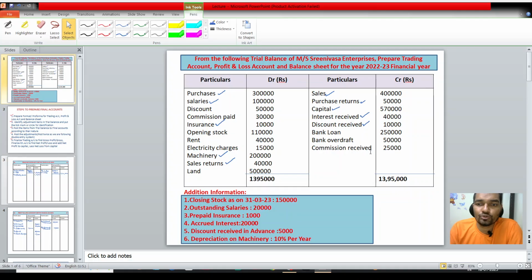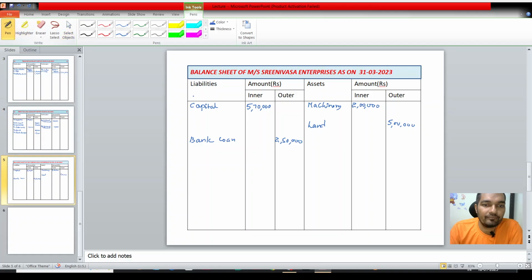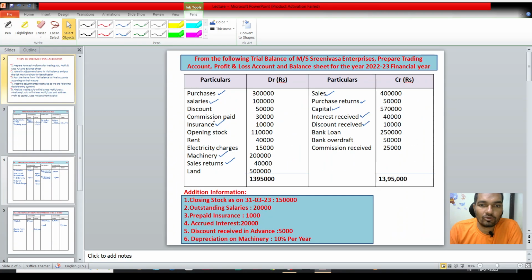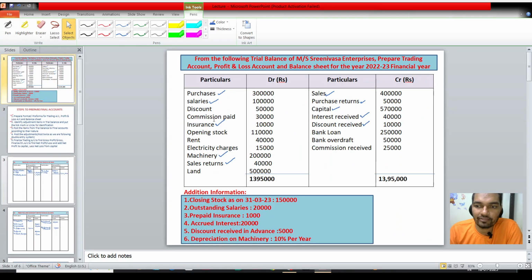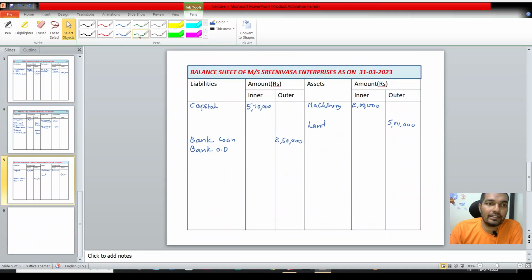So coming to bank overdraft. Bank overdraft is a liability, short-term liability. So bank OD, the short form for overdraft is OD. The amount of overdraft is 50,000 rupees. We can show the amount directly in the outer column because there is no adjustment for bank overdraft.